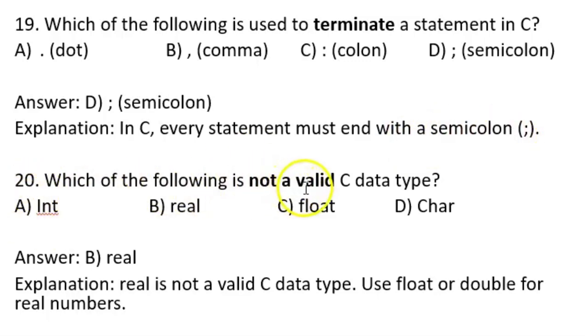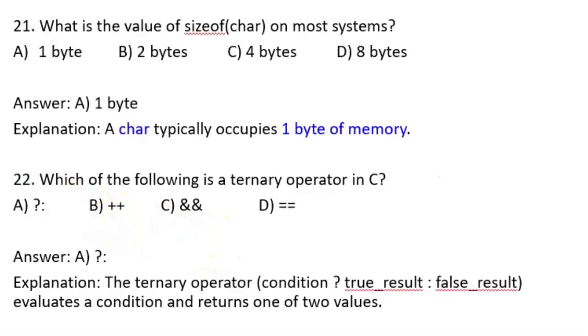Question number 20. Which of the following is not a valid C data type? A, int; B, real; C, float; D, char. The answer is real, because integers, floating point numbers, characters, and doubles are valid data types. Real is not a valid data type.